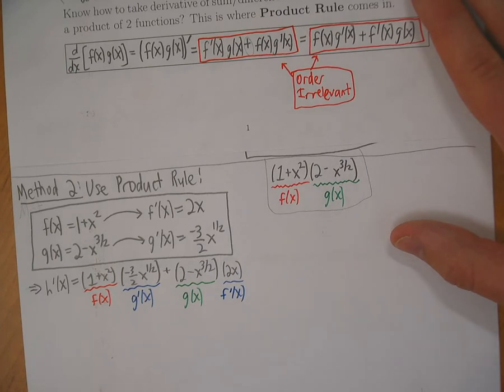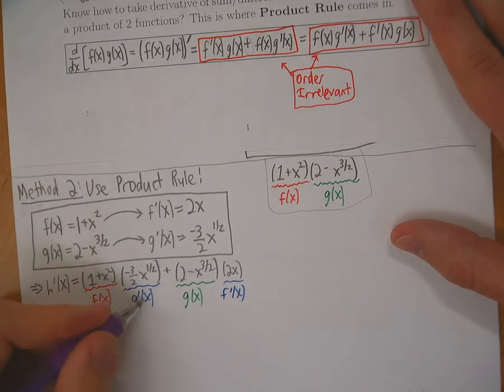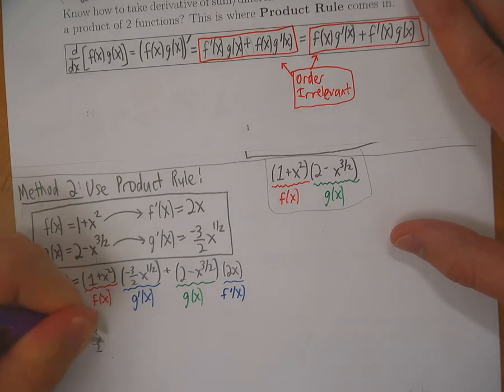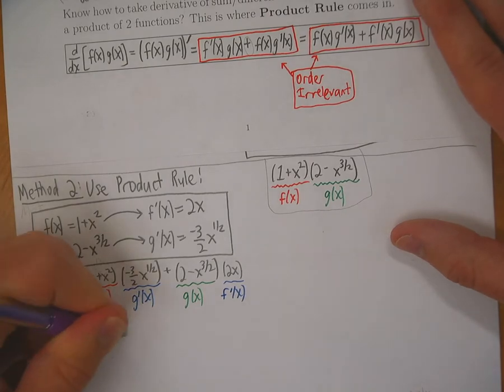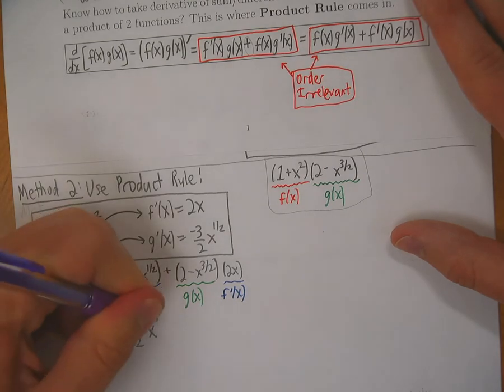All right, so now that we have all that, let's distribute everything out to make sure we're consistent with what we had before. In this case, if we distribute g prime of x into both terms of f of x, we should have negative 3 halves times x to the 1 half, then minus 3 halves times x to the what power? Go ahead. 5 halves, good.